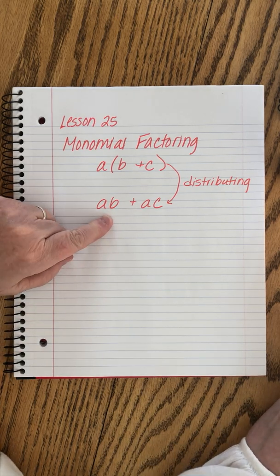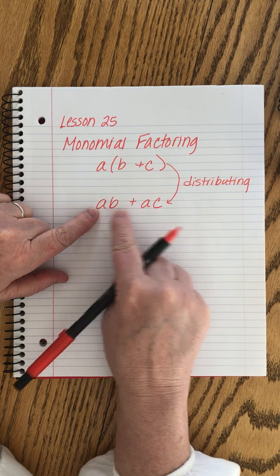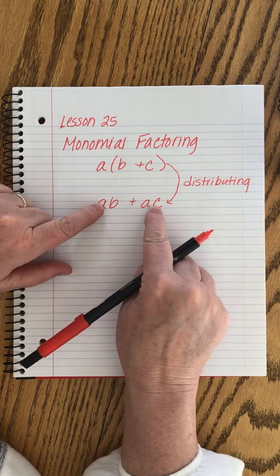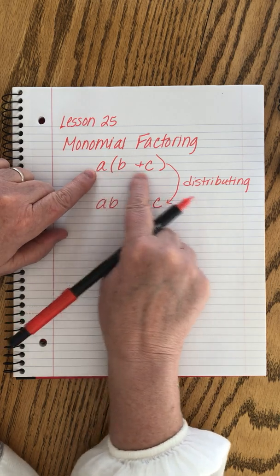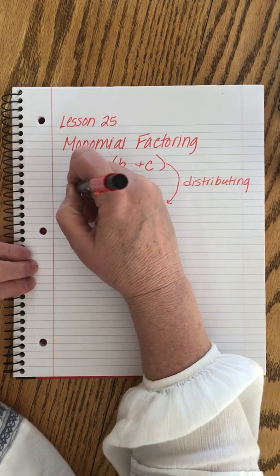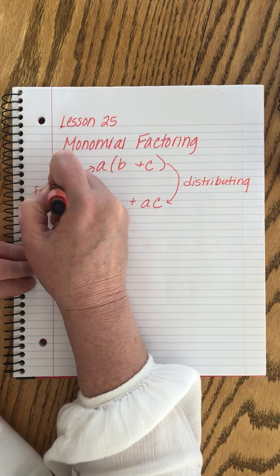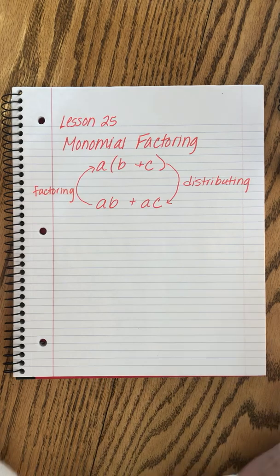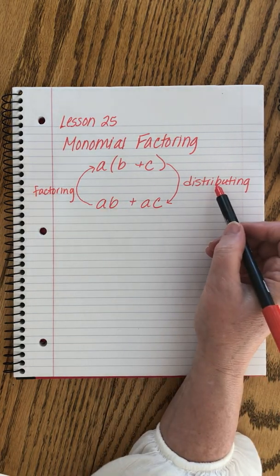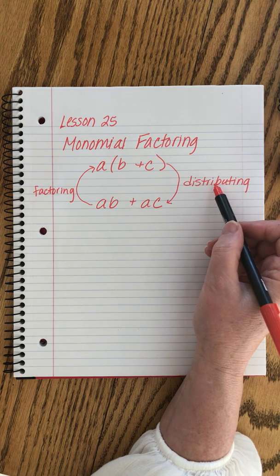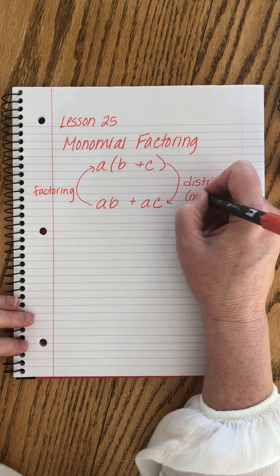What if you have it in this form and you want to put it back into that form? You want to look at this and go, oh, look, there's an a in both of those. So I can pull that a out and have b plus c left. Going like this is called factoring. Okay? So factoring is simply undoing distribution. And distribution is a form of multiplying.